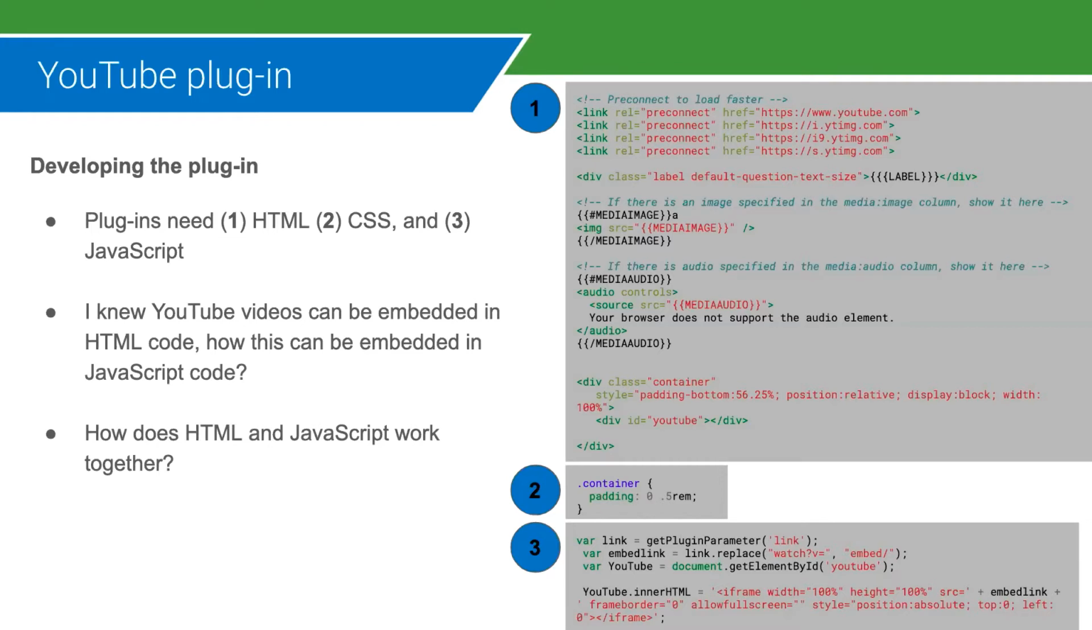And if you look at the screen right now, number one box is basically the HTML file, and number two is the CSS file, and number three is the JavaScript file. So whatever you're looking at on the window right now is actually the whole program, the whole plugin.